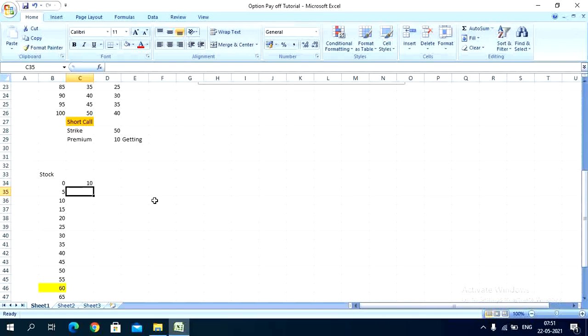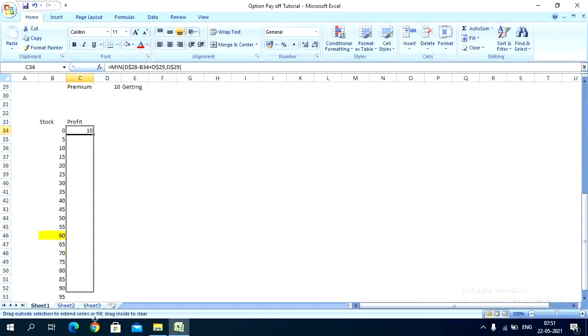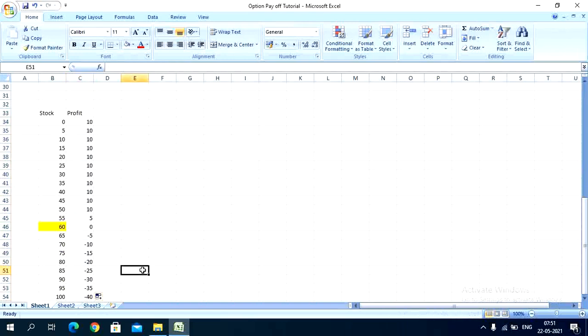So see, when the price is 0, the option buyer is not going to exercise his right. So the option seller cannot sell his stock, so the premium he has got will be his profit. Or this will be a profit diagram, better I'll write it here: this is a profit cell. Now I can drag it up to 100.